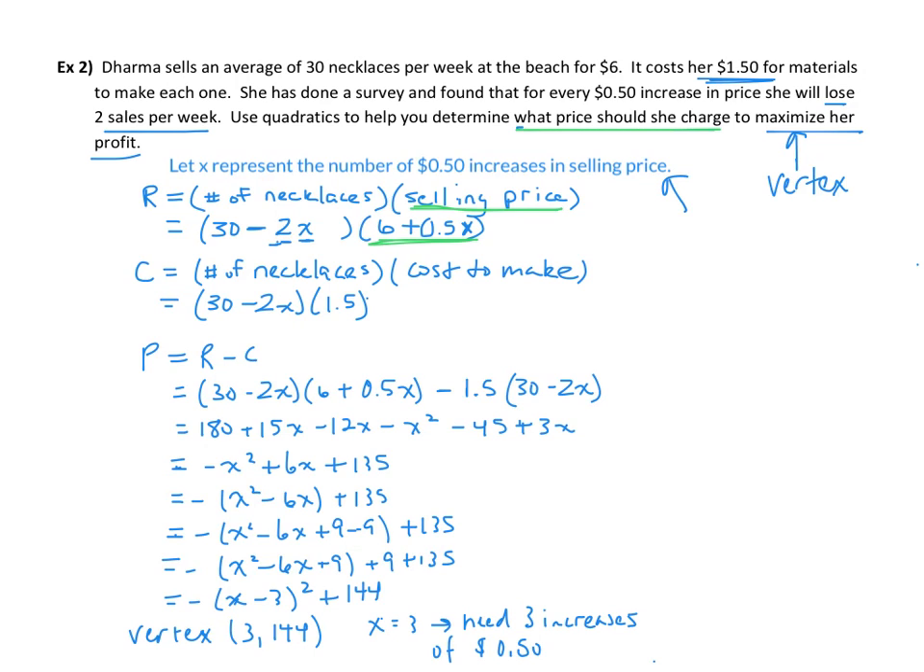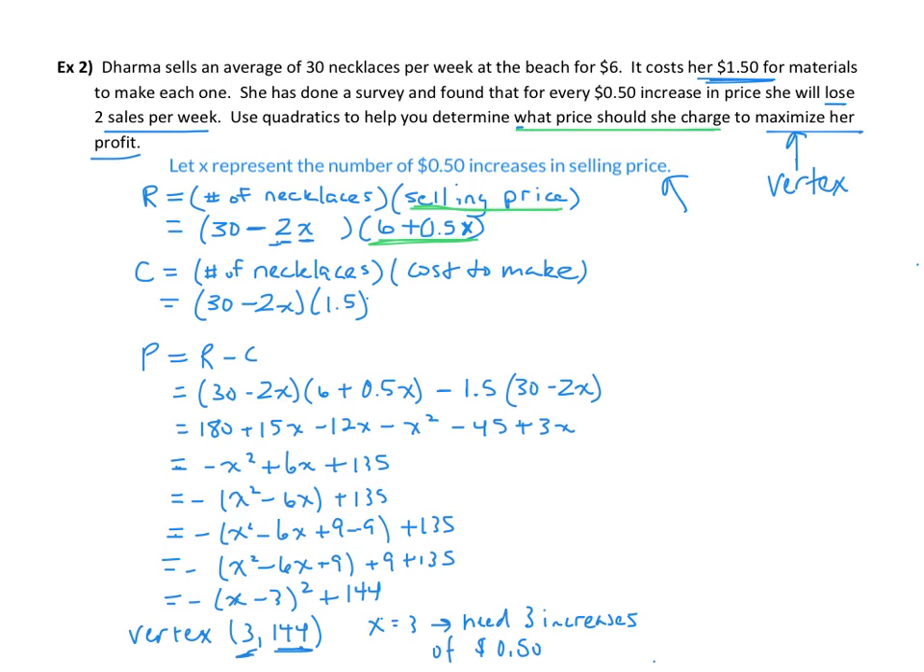All right, so I have my solution here. I decided to complete the square. I didn't have to, but I decided to do that. I got my vertex to be at (3, 144). So the maximum profit is $144, and it's when x equals 3. And remember, x is the number of 50-cent increases in selling price, so we need to increase the selling price by 3 groups of 50 cents.